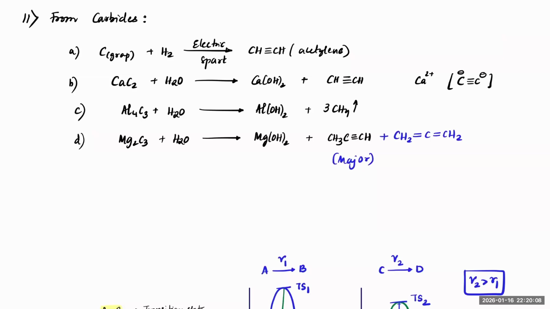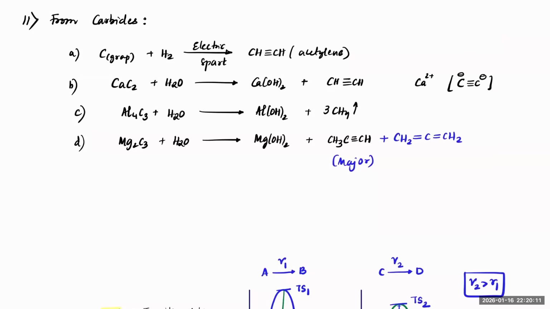Next, carbides. In the case of carbons specifically, when you react with H2 in an electrical spark, that is a graphite form, will convert first into acetylene. Got it? If you have CaC2 and you react with water, see CaC2 structure is like this. Calcium is ionically bonded with C triple bond C. On hydration, this H and H will come here. And if you have Al4C3, it will convert into 3 moles of methane. And Mg2C3 will have these two structures form, and this is a major product. So basically, you're getting these alkynes and alkanes.